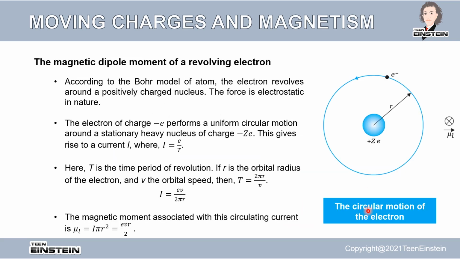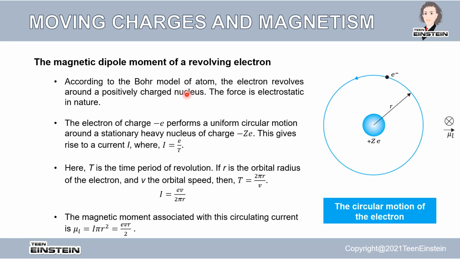Now we know that any current is going to produce a magnetic field, and we know that a circular current loop acts as a magnetic dipole. So we are going to just look at an atom with one electron revolving around the nucleus like this. If this electron is continuously going in a circle, can we consider this as a circular loop and calculate what is the magnetic moment associated with it? So that's what we are going to do.